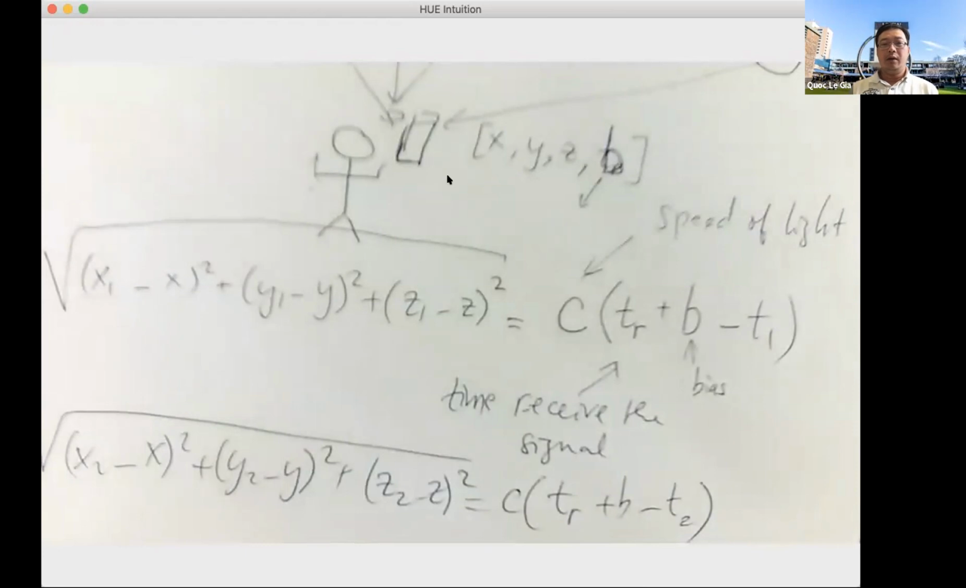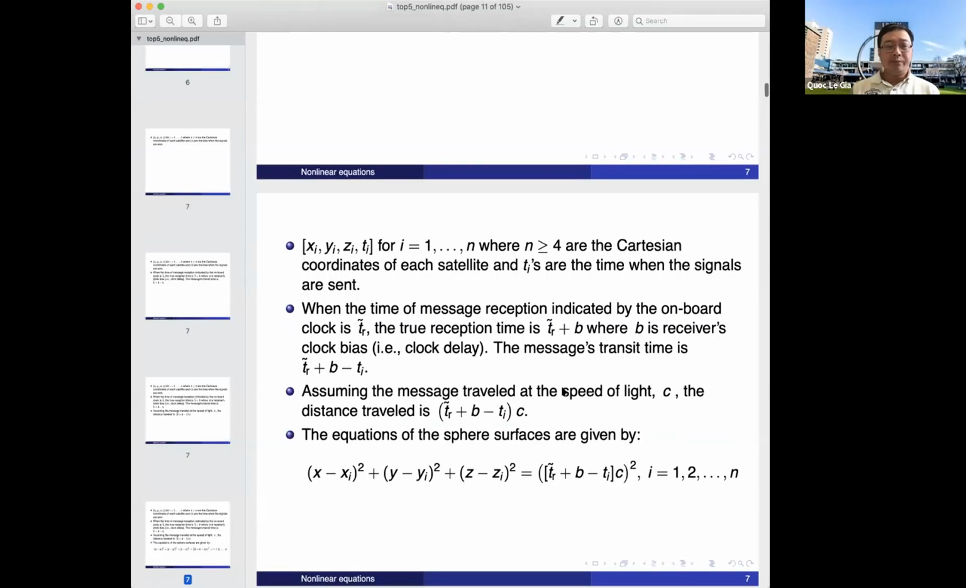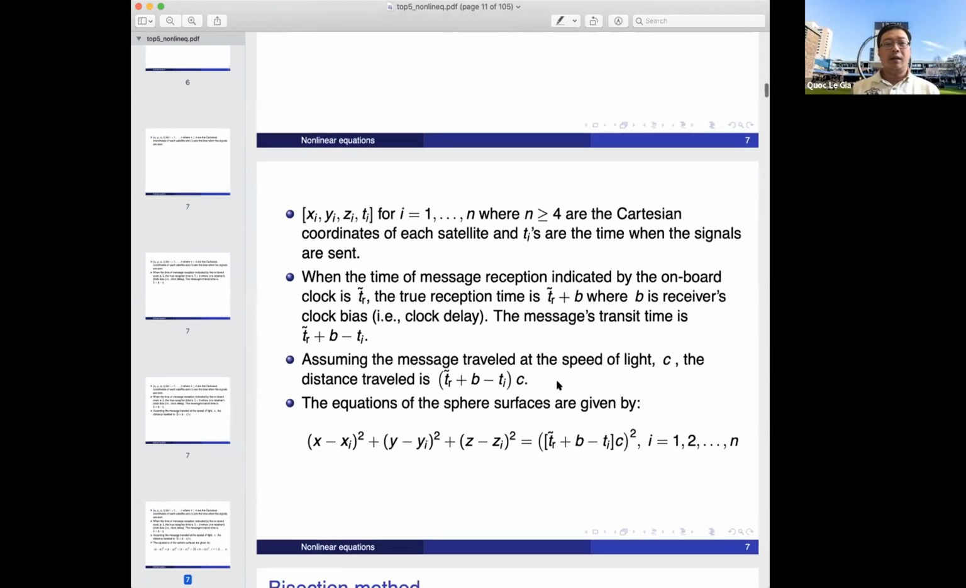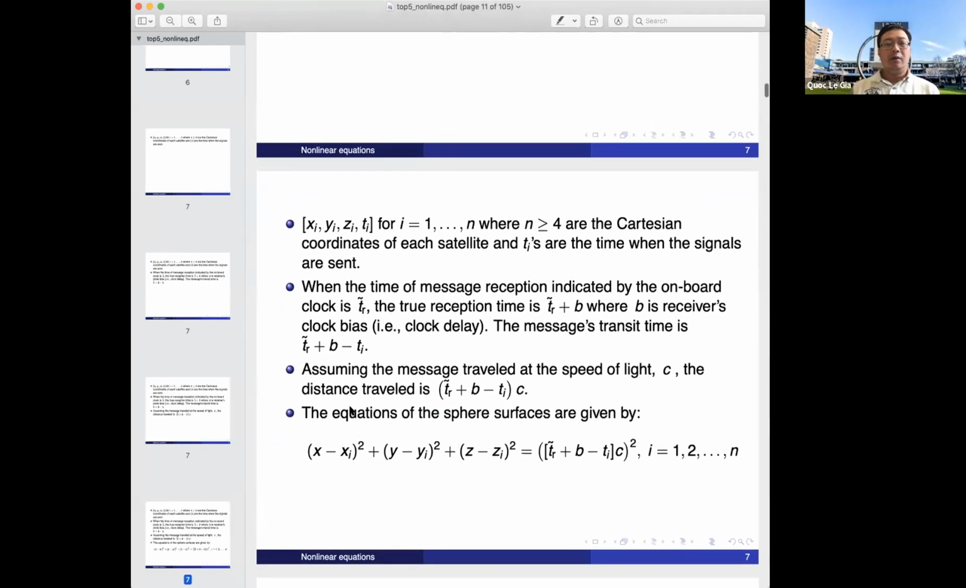So that is the equation behind your mobile phone trying to find your location on the map, right? So this is the slide that gives you the equation. The distance between you and the satellites, I just squared, is the same as the time taken by the signals to travel from the satellite to you.